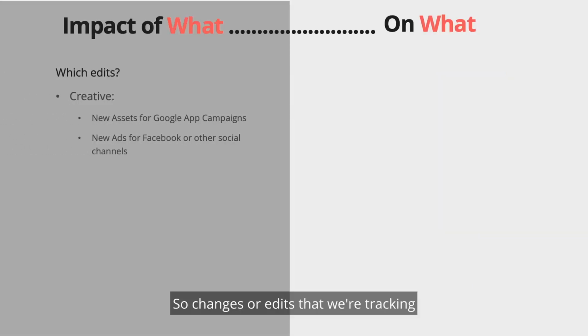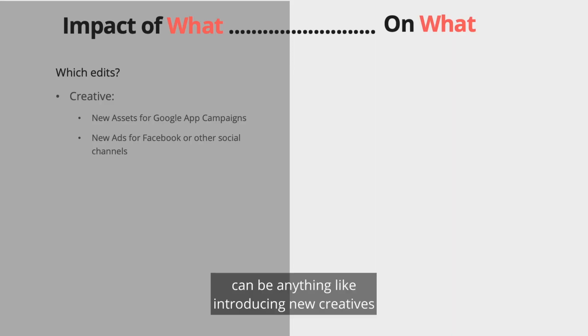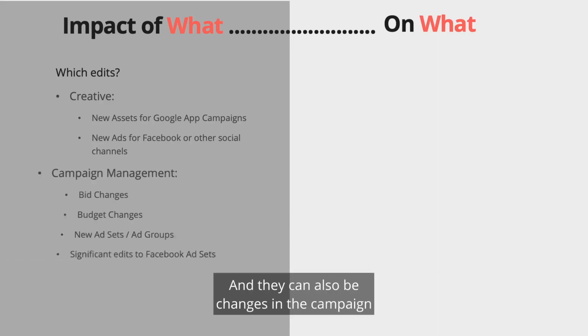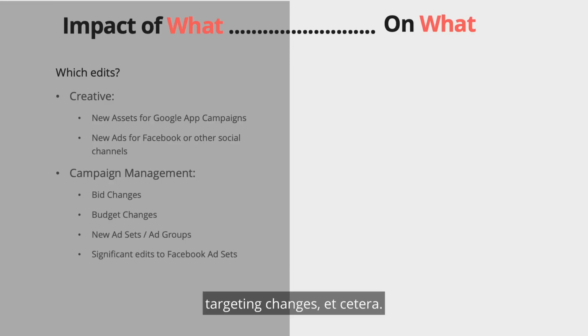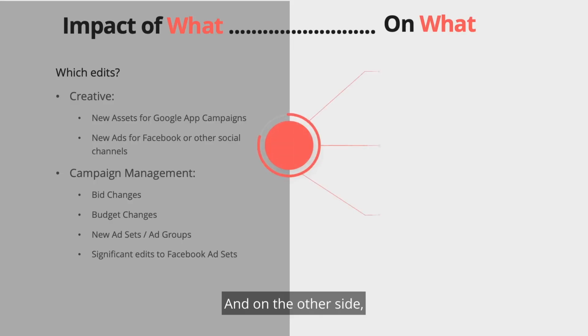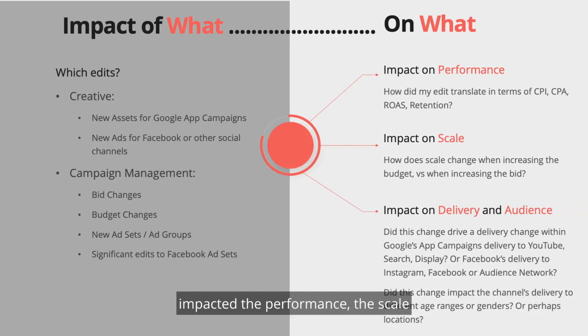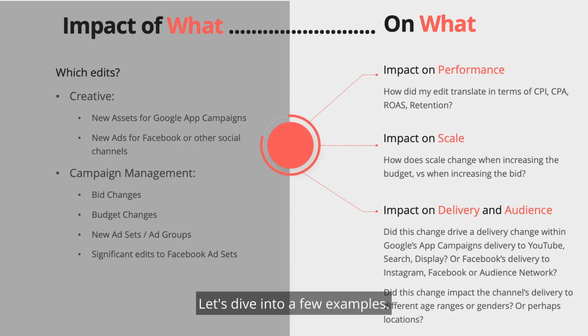So changes or edits that we're tracking can be anything like introducing new creatives to a Google or Facebook campaign. And they can also be changes in the campaign or ad set settings like bids, budgets, new ads, targeting changes, etc. And on the other side, we will be looking to understand how those edits impacted the performance, the scale, and the channel's delivery algorithms to the audience. Let's dive into a few examples.